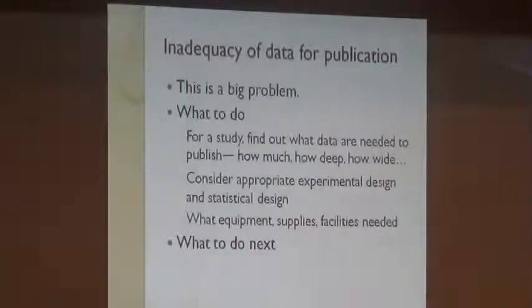What to do? For a study, we have to find out what data are needed to publish. We will have to do that now. How much, how deep, how wide. Consider the appropriate experimental design and statistical design, what equipment, supplies, facilities needed. So when you're thinking of a paper, it starts really when you do the research, or even when you are going to do the research proposal. That's how it is.